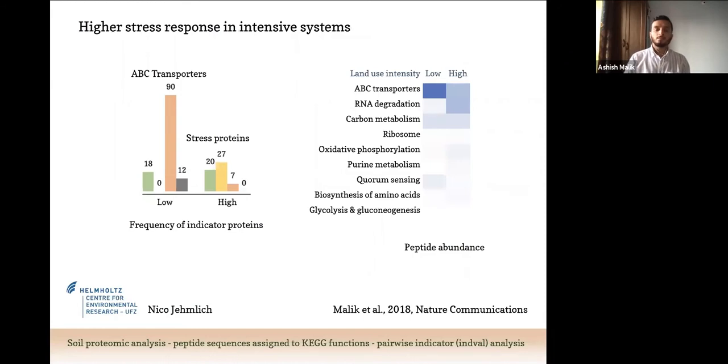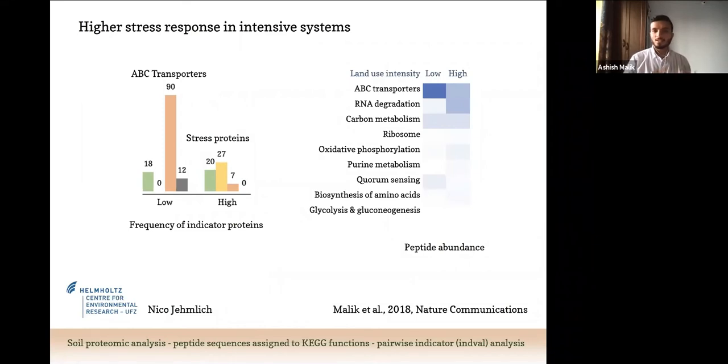And we did a couple of extra analyses to really understand the details. So this is some of the proteomics work that we did in collaboration with the Helmholtz Center, with Nico Jehmlich in Leipzig. And what we found here is across some of these sites, in the low intensity, which is the more pristine grassland, we saw a lot of proteins for transporters.